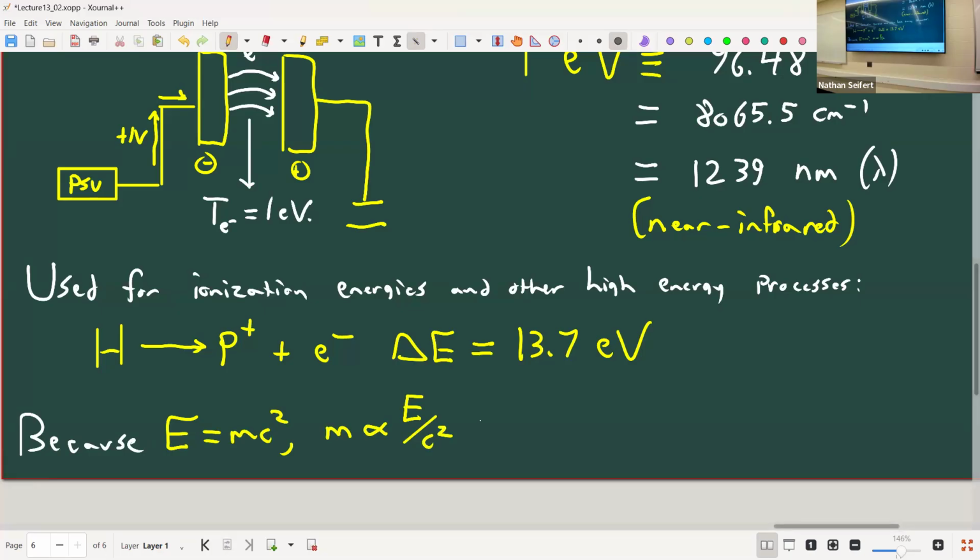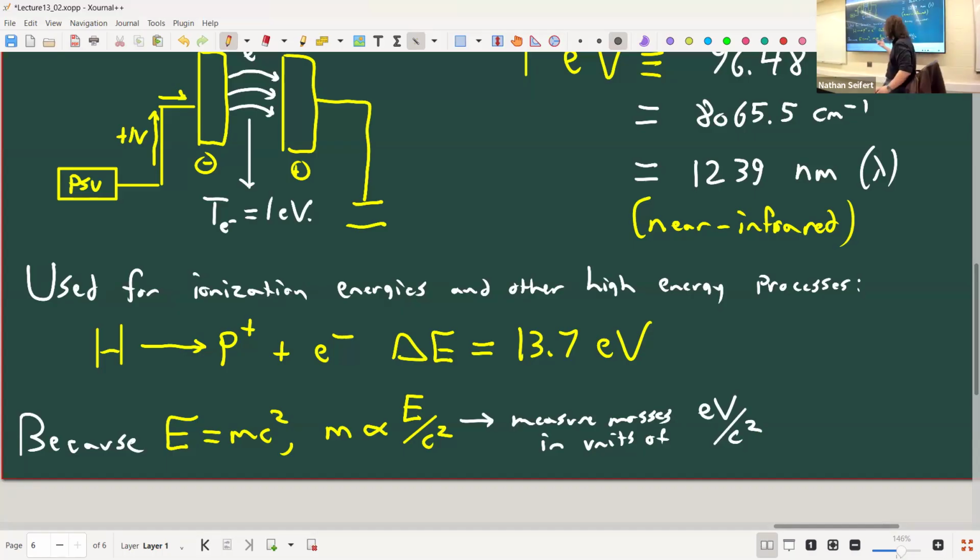So we often measure masses in units of eV over c squared. This is how physicists talk about the masses of subatomic particles. They always report them in units of electron volts over c squared, because they're not actually measuring the mass. When they look at the Higgs boson, they're not putting it on a scale, right? They're measuring the residual kinetic energy from some collision that generates it.